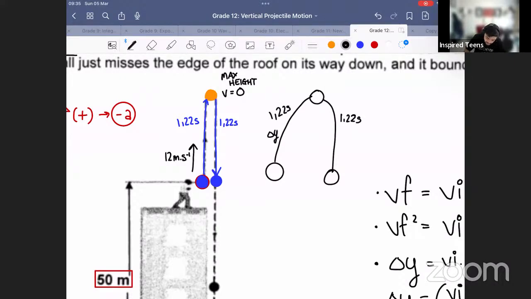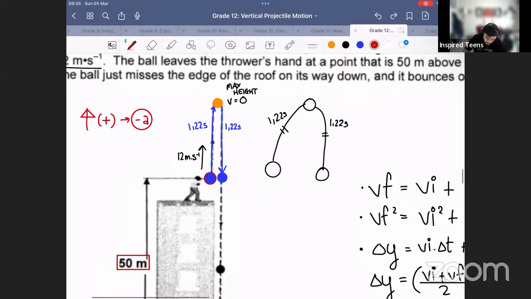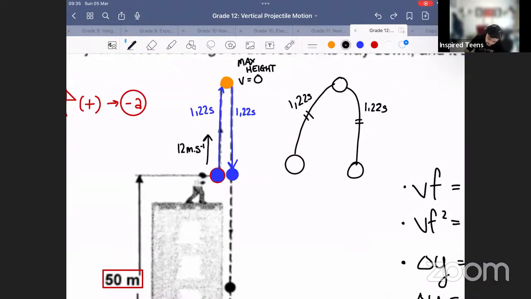Okay, it's the same distance, not displacement. It's the same distance. Okay, it's the same time. It's actually the same position also in this case because it's vertical projectile motion. So there, and then comes back down. Okay, so that's important to remember. So in total, right, that person said, so far it's 2.44 seconds.